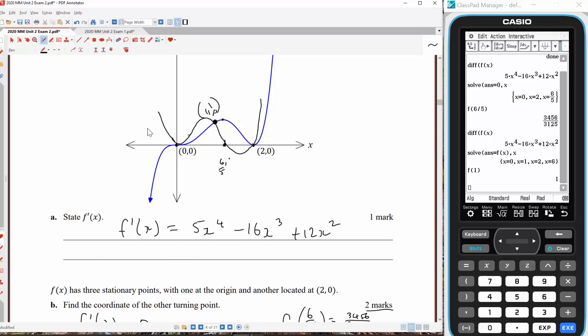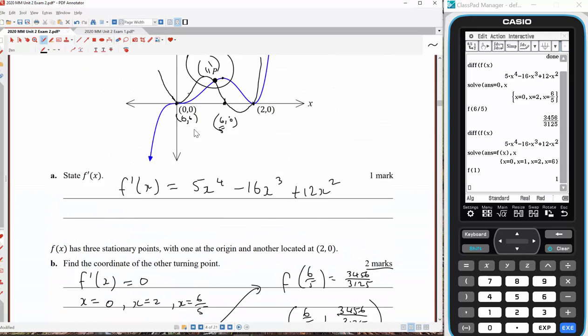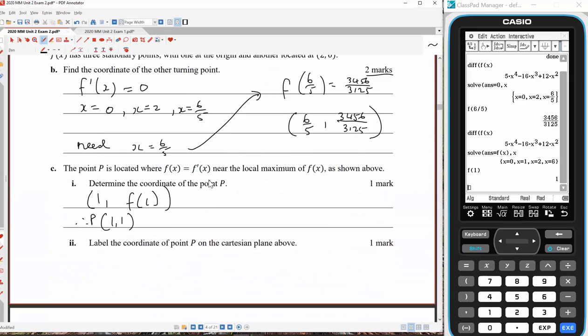Right, so the shape wasn't all that much of a concern. It needed to go through the point we just found, which was 1, 1, and it needed to have these 0 gradient points in roughly the correct spot. So 0, 0, oh that's stupid, that was just labelled. 6 on 5, 0, and 2, 0 is already labeled. Labeling the coordinates of the x-axis intercepts only. Yep, done.